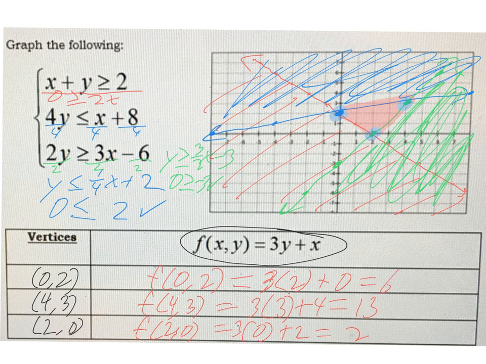So what we see is the point (4, 3) gave us the maximum value out of those. So 13 would be our max. And the point (2, 0) gave us our minimum value, so 2 would be our minimum. So depending on the problem, we'll determine which one we're interested in finding.